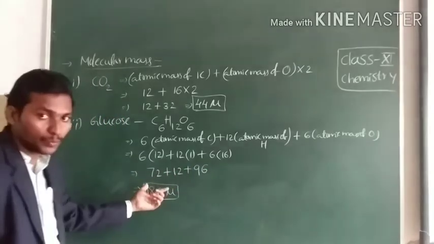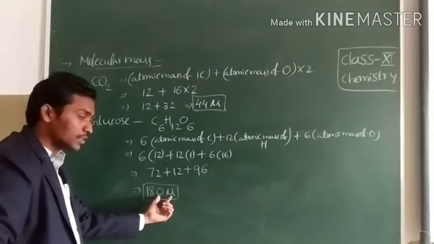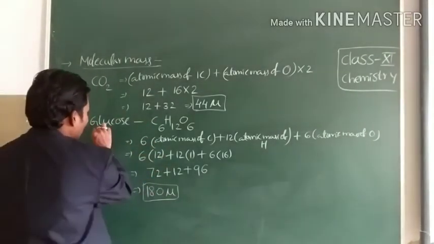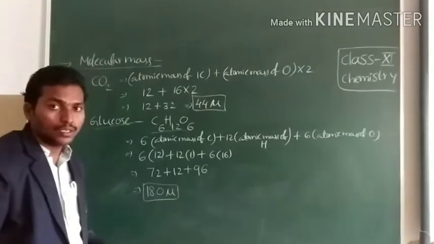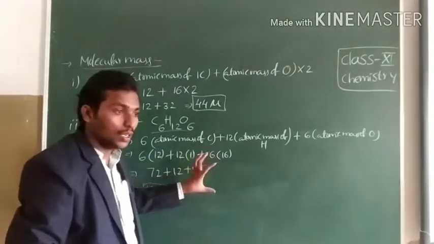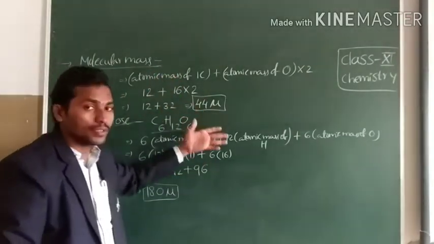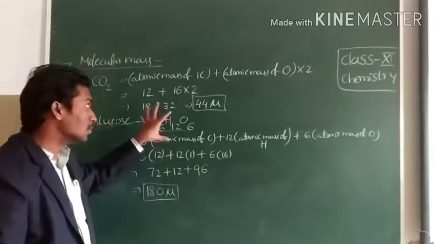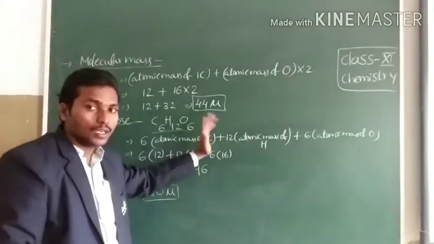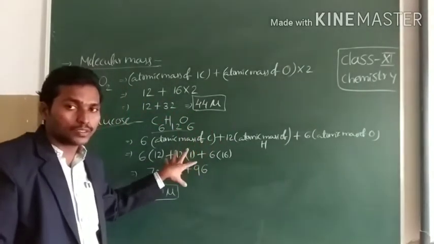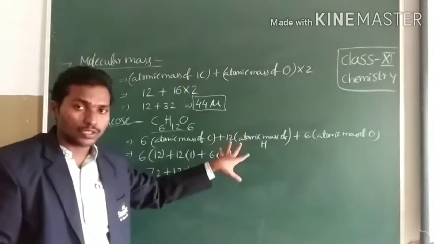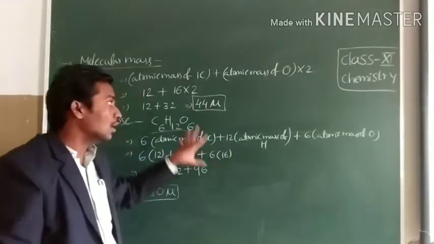So 180 mu is the molecular mass of glucose. This is the way we have to find out the molecular mass of the given substance. Molecular mass can be defined as the sum of the atomic masses of the elements in the molecular formula of the substance.